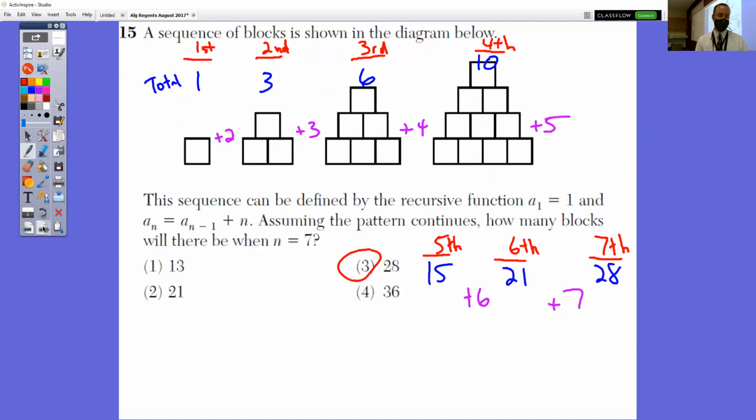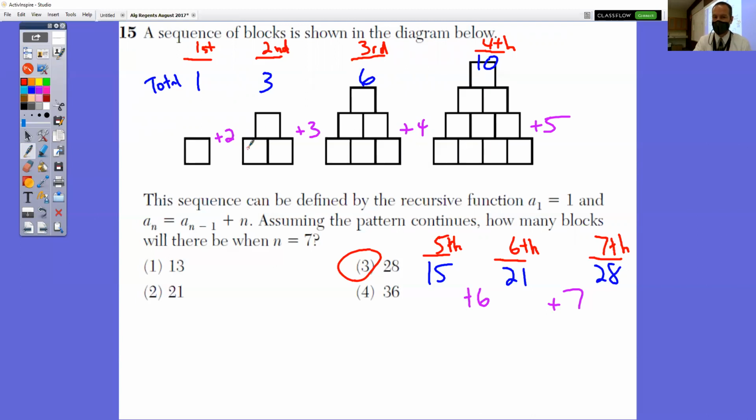In question number 15, we have a pattern question. A sequence of blocks is shown in the diagram below. In the first picture, there's a total of 1 block. In the second picture, there's a total of 3 blocks. In the third picture, there's a total of 6 blocks. Fourth picture, there's a total of 10 blocks. So what is the pattern there?